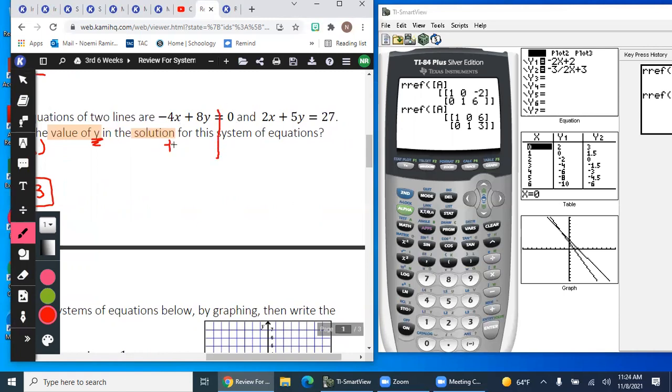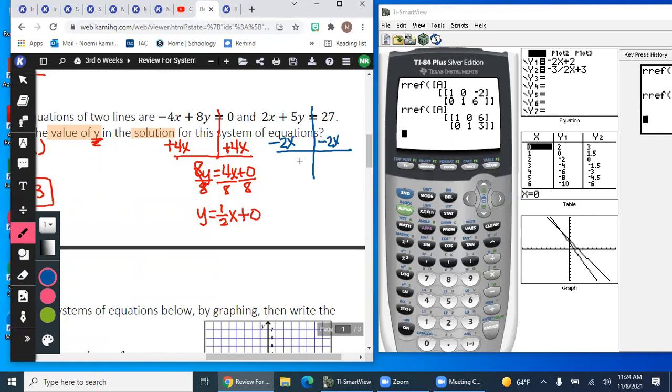Solving for y requires me to add 4x first, bring down 8y, 4x plus 0, divide by 8. And you simplify, reduce every fraction. So 4 divided by 8 is 1/2, not 2, plus 0. I'm going to solve the other one as well. Minus 2x, bring down your 5y, -2x plus 27, and then divide by 5.